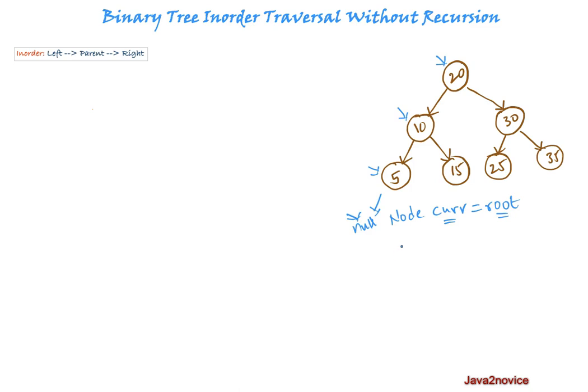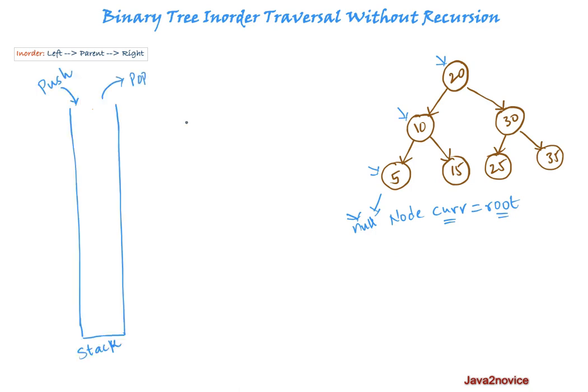The third step is, once the value is printed, we will make sure that current will point to the right child of the popped element. This is our third step. So this we will do in a loop until the current is pointing to a null reference and the stack is empty. Now here is a stack and we have a current node reference, and initially it is pointing to the root node.